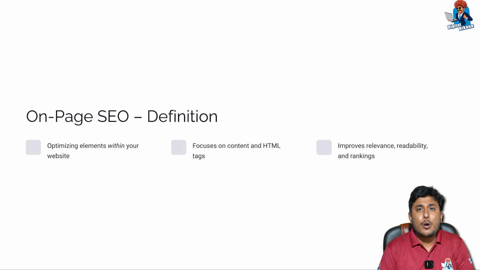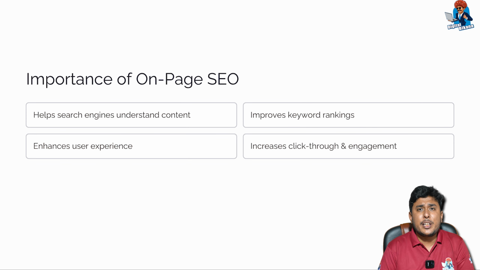On-page SEO refers to all the optimization activities you perform within your website content and HTML to help search engines understand your page and rank it better. This includes content, keyword placement, meta tags, and user experience. On-page SEO helps search engines understand your content and match it to the right queries. A well-optimized page increases your chances of ranking higher and providing a better experience to your visitors.